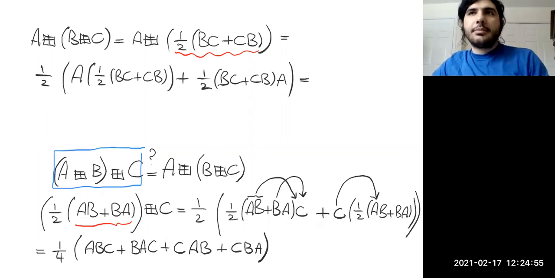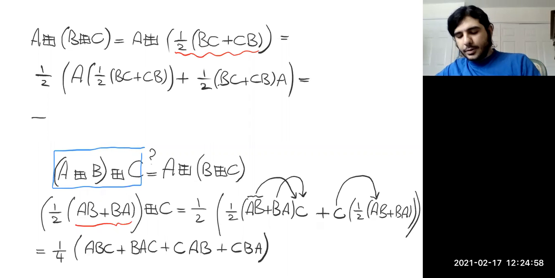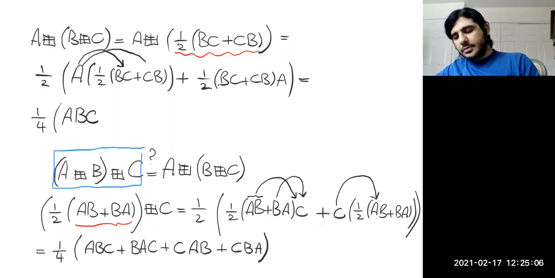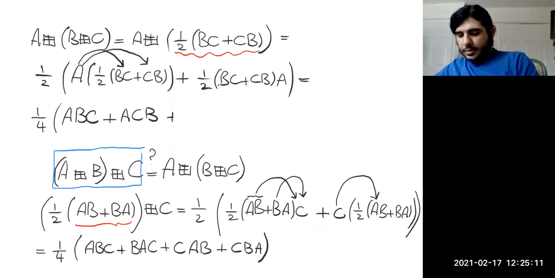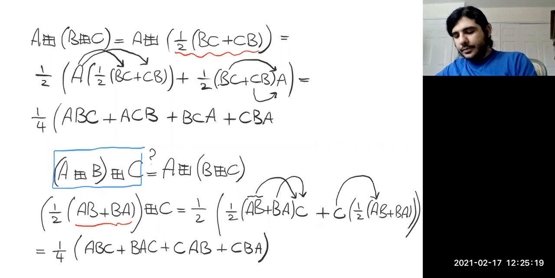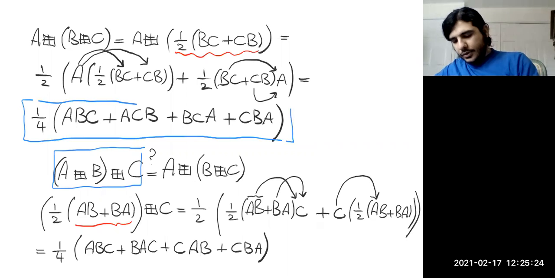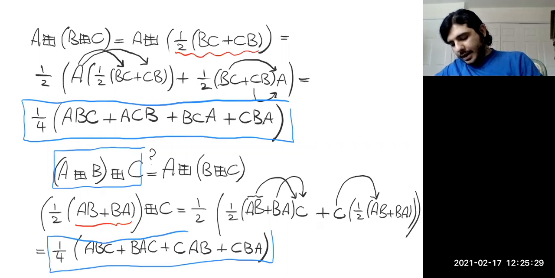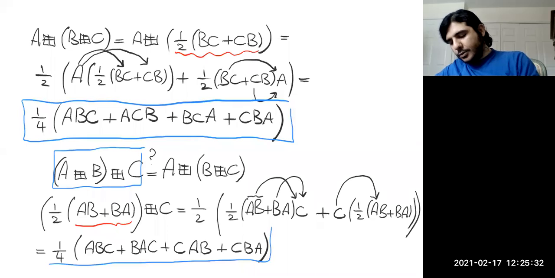Again, here we can simplify a little bit. We would get 1/4 times A times BC, which is ABC, plus A times CB, which is ACB, plus BC times A, which is BCA, plus CB times A, which is CBA. Now the question is: are these two things in the blue rectangles equal or not?